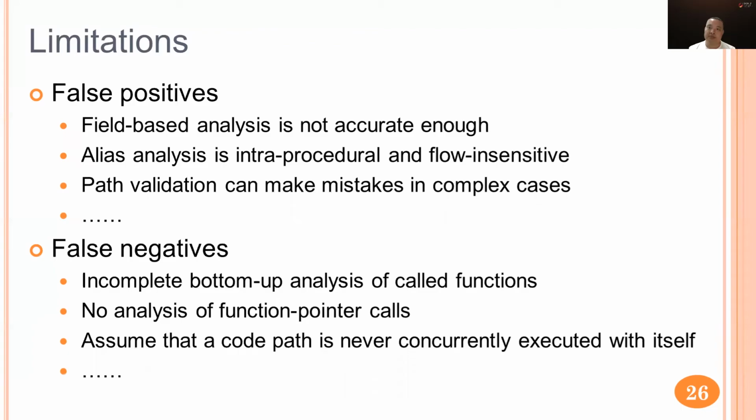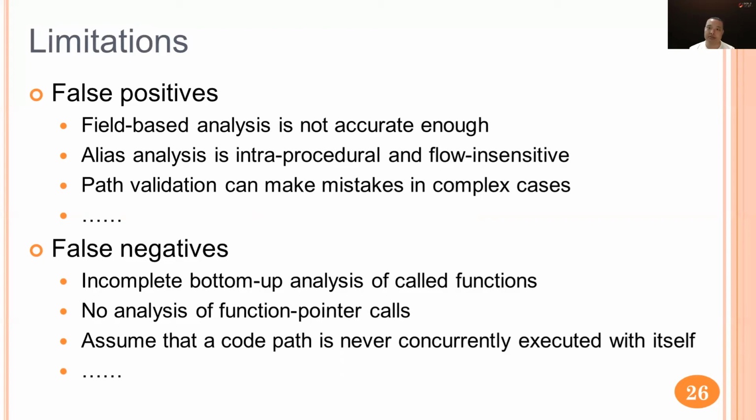DLOS still has some limitations. First, DLOS has some false positives for several reasons. For example, its field-based analysis can make mistakes when two different variables have the same data structure type and field. Moreover, its alias analysis is interprocedural and flow insensitive, and thus not very accurate. In addition, its code path validation can make mistakes in complex cases, such as array index assignments.